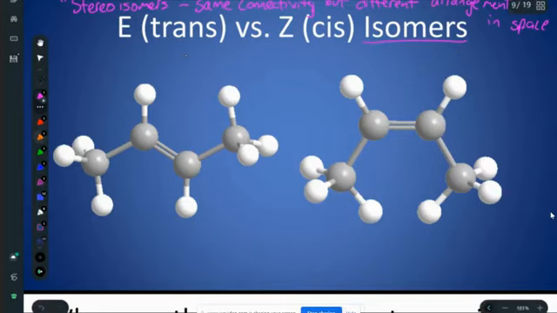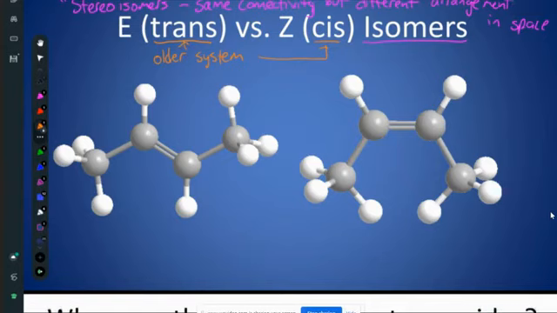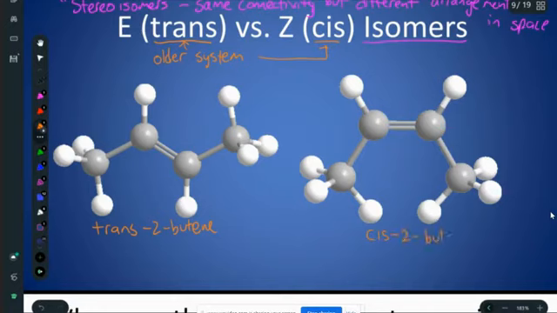And there are two different naming systems that are used. There's an older system where we'd call them cis and trans. Still used colloquially, so a lot of times we would say, oh, the one on the left would be called trans 2-butene. The one on the right would be called cis 2-butene. And you can still say that, and any chemist would know what you mean.